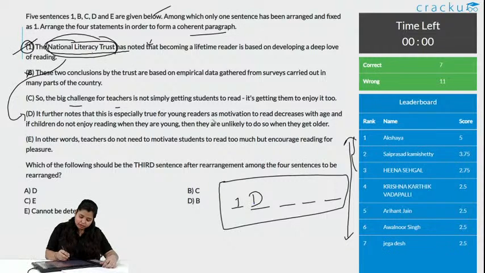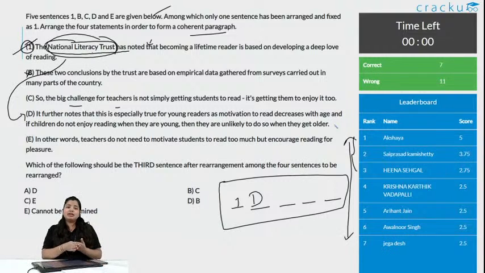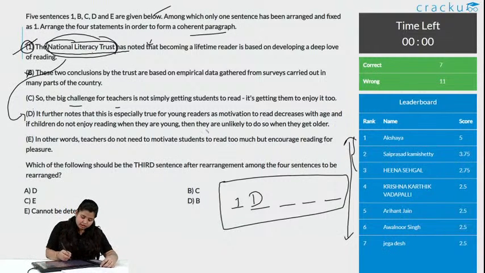So, here they have noted that for young readers, motivation to read decreases with age, and if children do not enjoy reading when they are young, then they are unlikely to do so when they get older. So, with time the interest in reading lacks in a child as they grow up, and if they do not have an interest in reading at the initial age of their life, they will not have the same when they grow older. These are the conclusions they made.